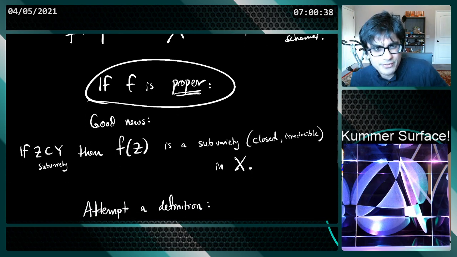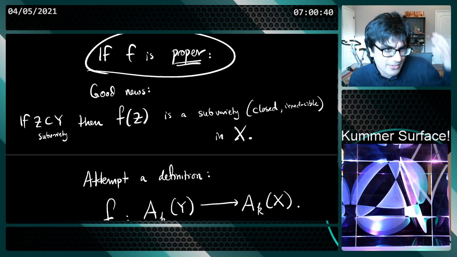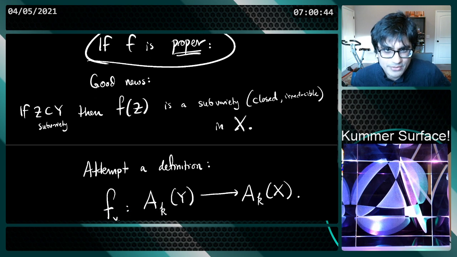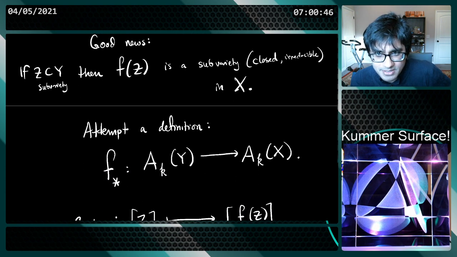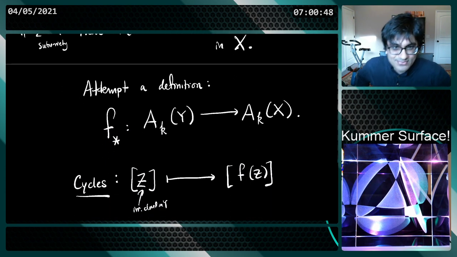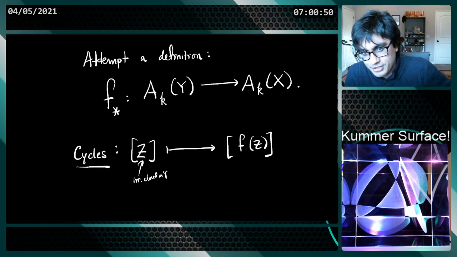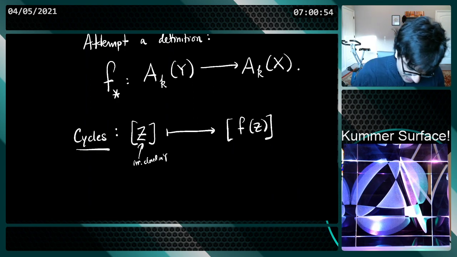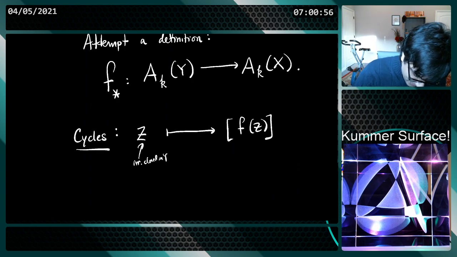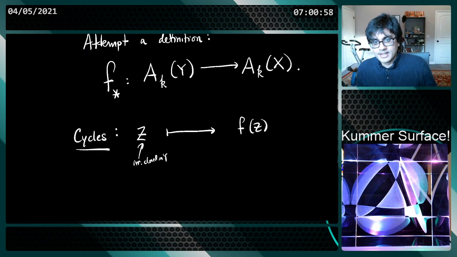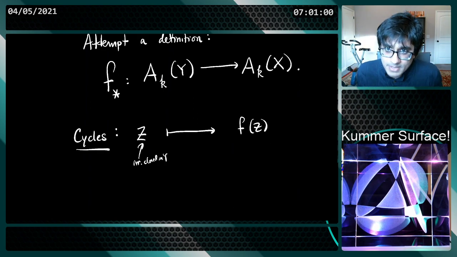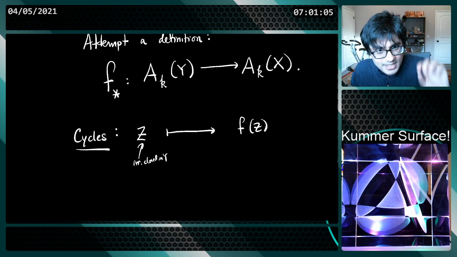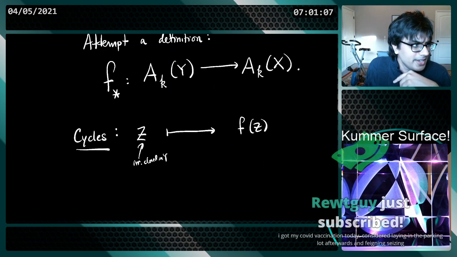Naively, if I have a subvariety on Y and I want to make something out of subvarieties on X, it would be nice if I could just take the image. Okay, so here's the thing. You naively do this on the level of cycles. I'm not going to put brackets because I don't want to introduce rational equivalence yet in my definition. So on cycles, you just send an irreducible thing to its image.